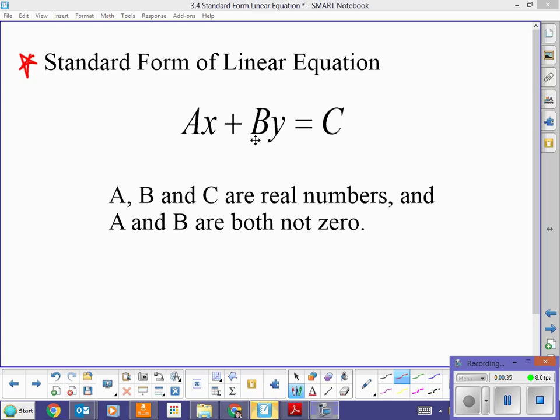Now, a and b are real numbers, and c is a real number, and a and b cannot both be 0, because that would turn this side to 0. 0 times x would be 0, and 0 times y would be 0. So we can't have both of them be 0. Okay, so get this into your notes, and let's explore a little bit more.